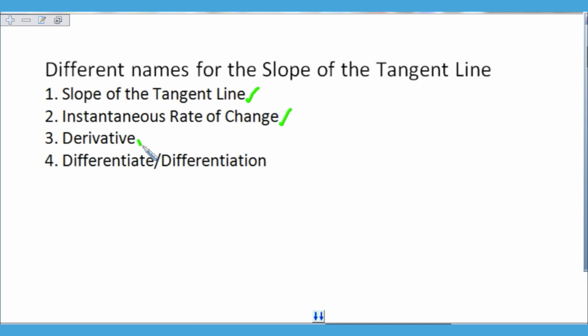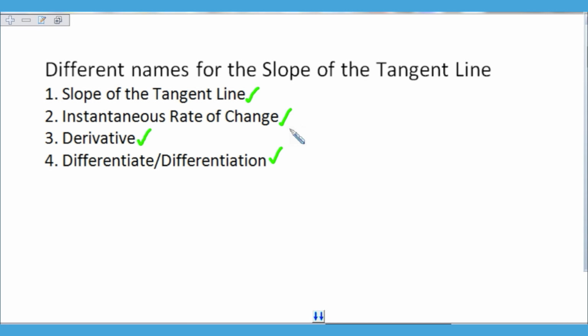The other word that we said we'd be working with is derivative. So when I say find the derivative, I'm asking you to find the slope of the tangent line, or to find that instantaneous rate of change at an instant. And then the other word we see a lot is differentiate or differentiation, and that means find the slope of the tangent line.